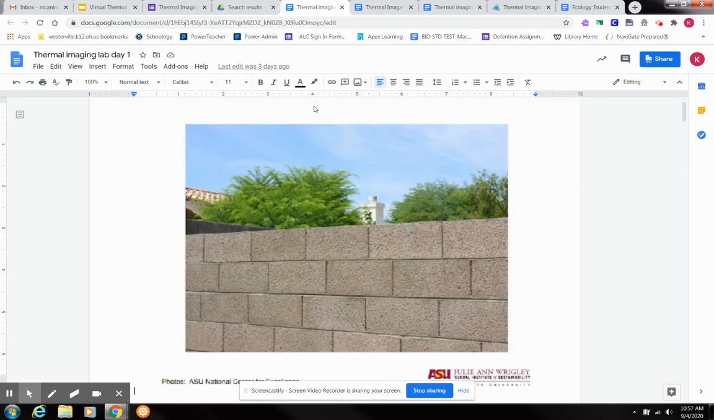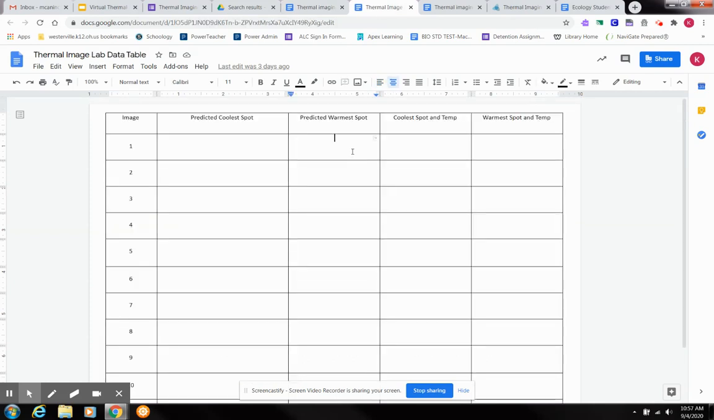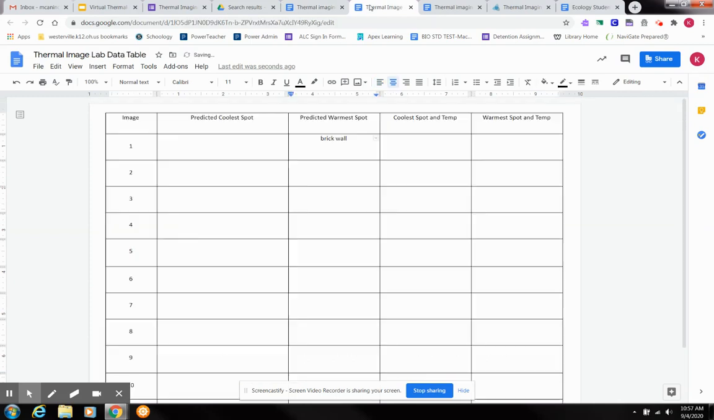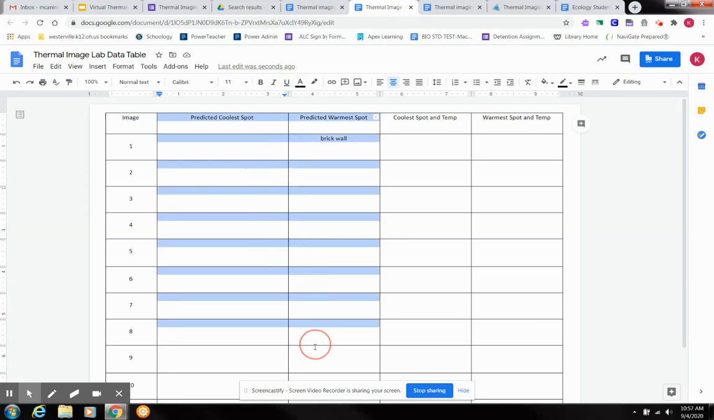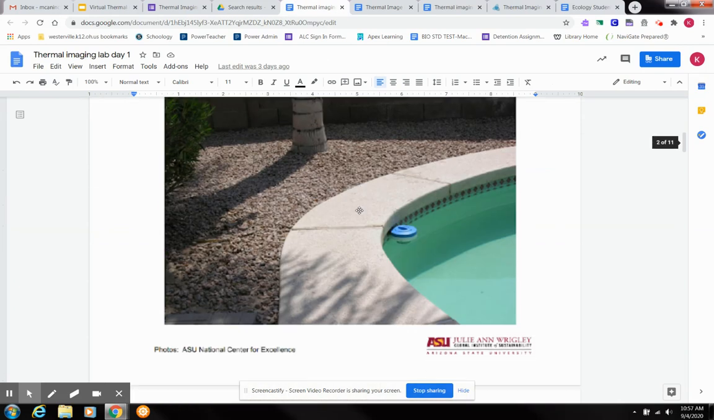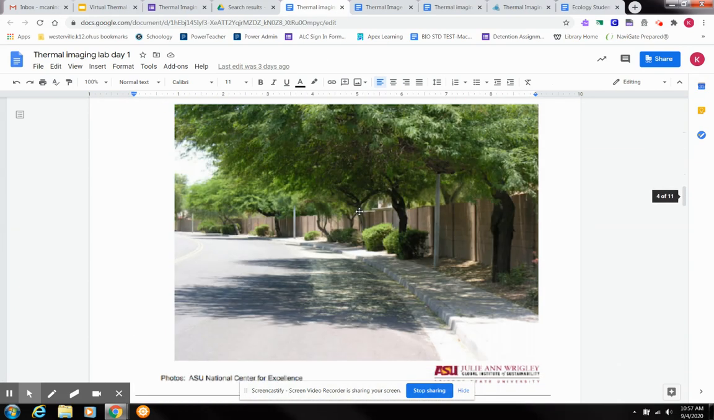So if I just said, I think the warmest spot is going to be one of the bricks, then here I would type brick wall, okay, for instance. If I think the coolest spot is maybe on one of the trees, or maybe on this chimney, or maybe on the roof, then I'm going to type that in here. You need to do only these 2 columns on day 1. Okay, so you only need to look at these images for day 1. You're going to do that for all of them.